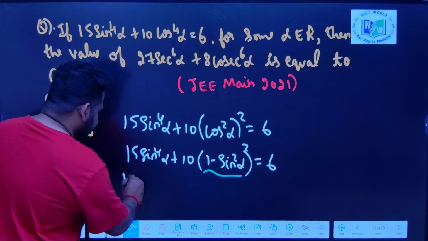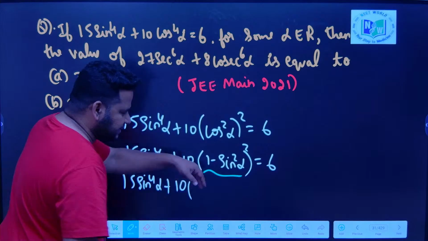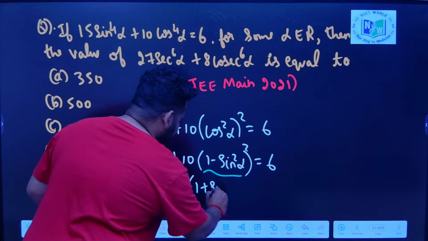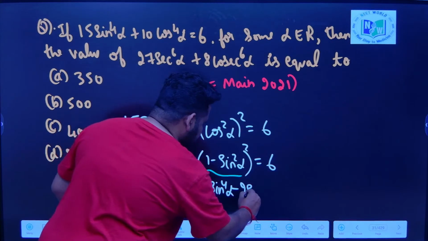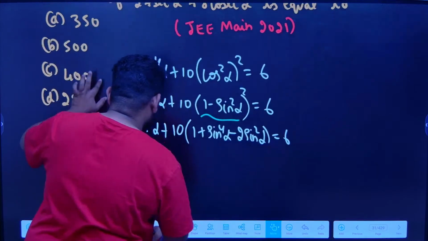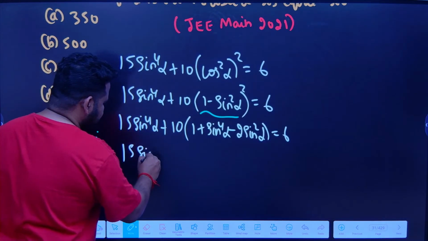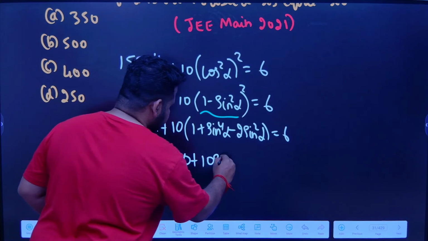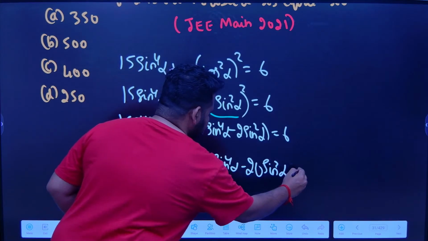Now, see 15 sin power 4 alpha plus 10 into (a minus b) whole square. What is that? a square plus b square minus 2ab. So that is 1 plus sin power 4 alpha minus 2 into sin square alpha is equal to 6. Now, observe here, I have 15 sin power 4 alpha plus 10 sin power 4 alpha minus 20 sin square alpha is equal to 6.